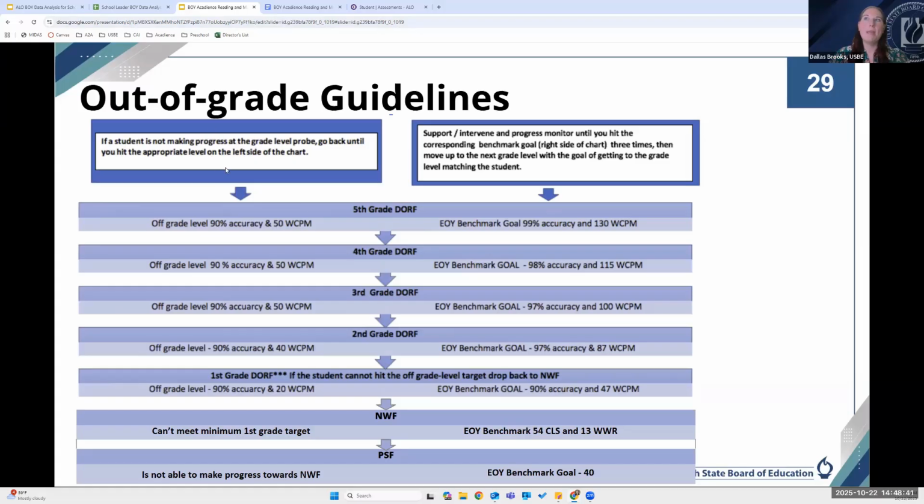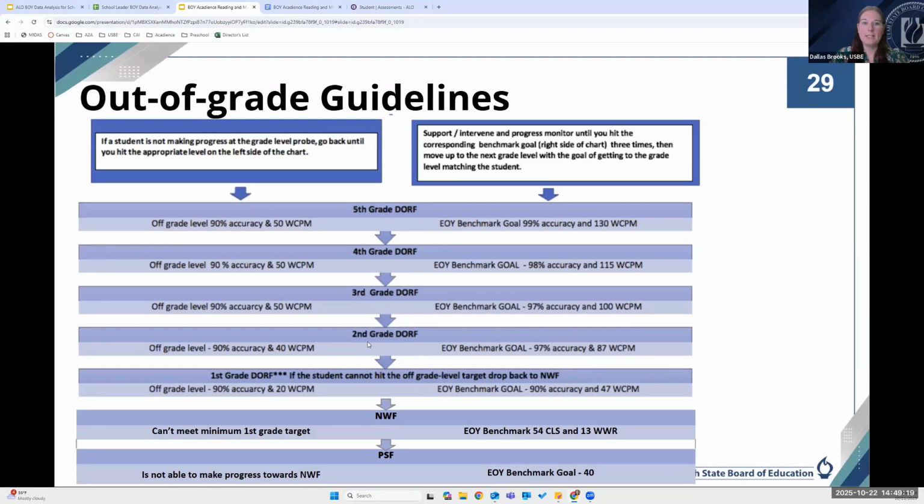So if a student is not making progress at their grade level probe, then go ahead and go backwards and find out where they are successful. So say you have a 4th grade student who is not performing well on the left-hand side of the chart, you're going to work your way down until they are successful. So maybe on a 2nd grade oral reading fluency passage, they're able to get 90% accuracy with a fluency score of 40 words per minute. So once they're doing well here, once we find out where they're successful, then we are going to progress monitor on that grade level. So 2nd grade level.